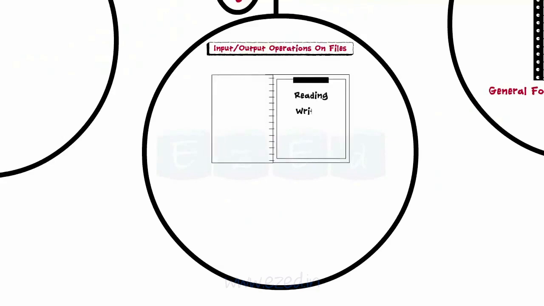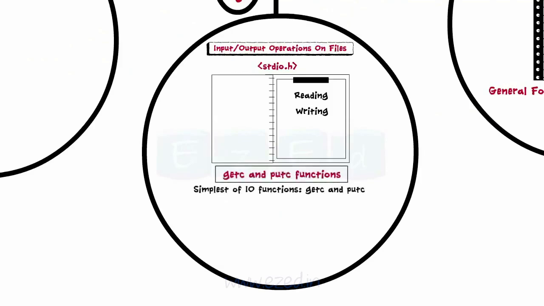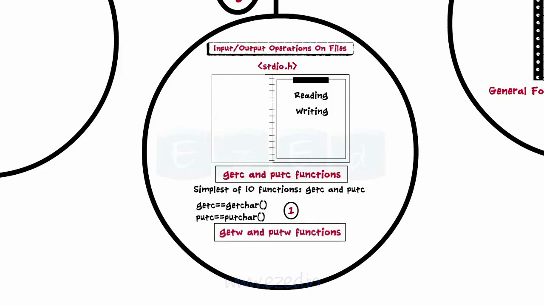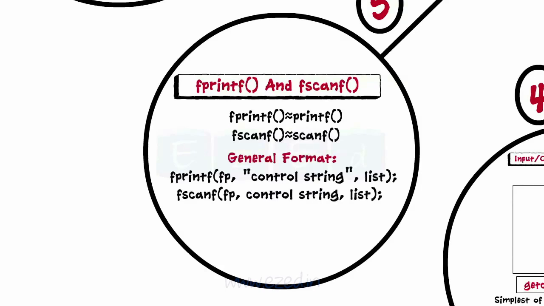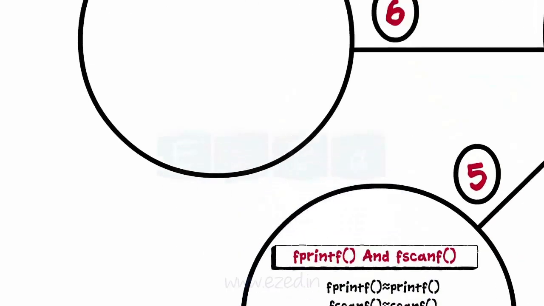Input/Output operations on files. Once a file is open, reading from or writing to it is done using the standard I/O routines. The getc and putc functions are analogs to the getchar and putchar functions and handle one character at a time. The getw and putw functions are very similar to getc and putc functions and are used to read and write integer values. Next, we learned the functions fprintf and fscanf, which are similar to printf and scanf functions. The general format of fprintf function is, while the general format of fscanf is.